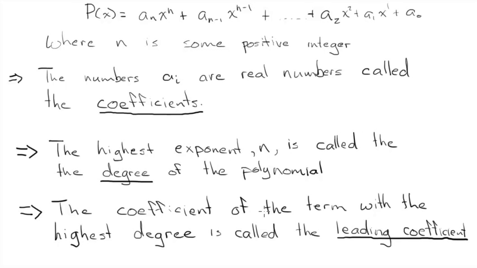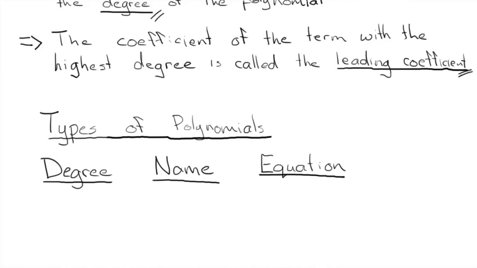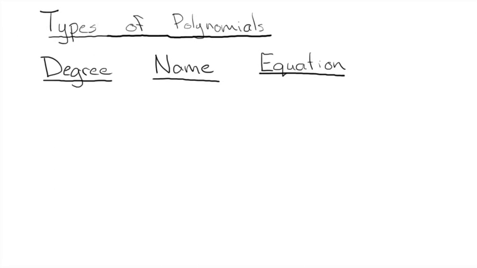And the coefficient of the term with the highest degree, so usually that's the first one again, because usually we write it highest power first. So in this case, a sub n, that's called your leading coefficient. So these two terms are important, the concept of a degree and a leading coefficient, because they are going to tell us a lot about the polynomial. It's basically going to determine what type of polynomial we have and what the graph will look like.